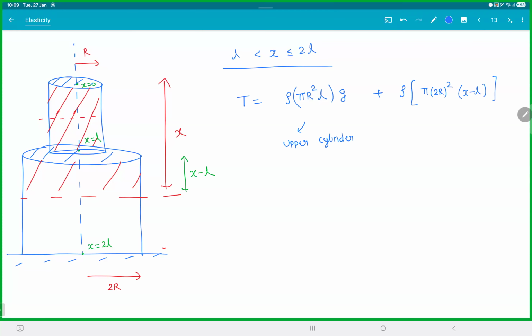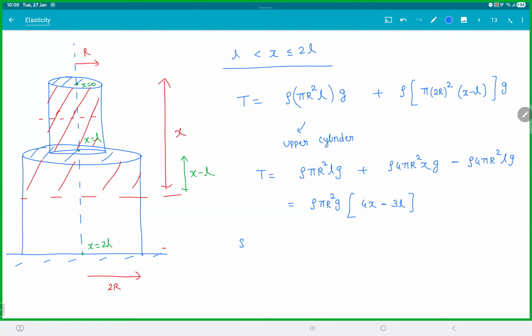Please check. x has to be measured always from the top because that is how it is given in the question. The x coordinate is measured from the top. So therefore, the tension will be rho pi r square Lg plus rho 4 pi r square xg minus rho 4 pi r square Lg. If you take out rho pi r square g common, you end up with 4x minus 3L. There.